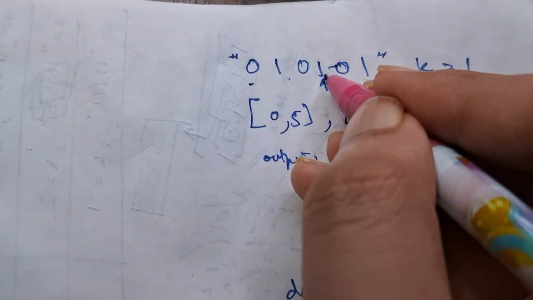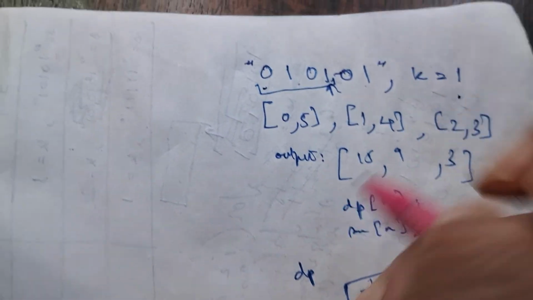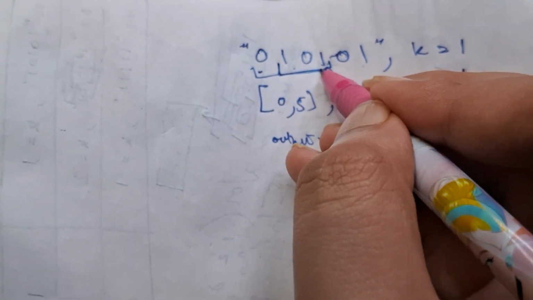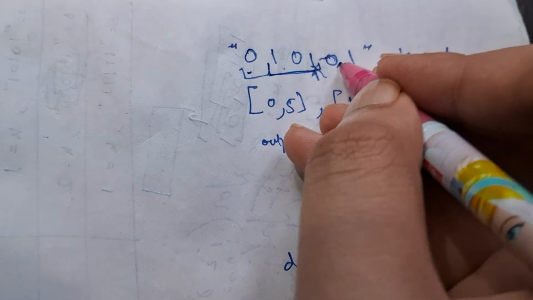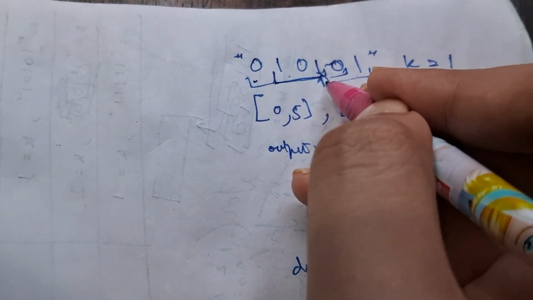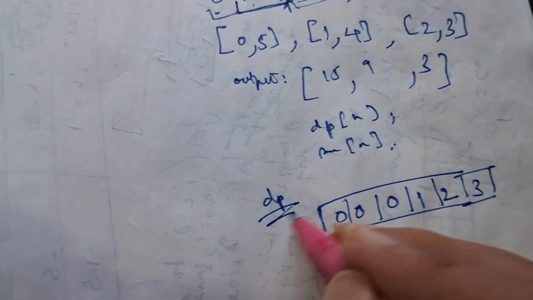But if we consider the whole thing, it is not satisfying, because both 0 and 1 have a count of 2, which is greater than 1. So you are going to just consider till here, that is till 1. Now it is going to be 1, right? For this also, it is going to be 2. And for this, it is going to be 3. Okay, so this is what the DP looks like.